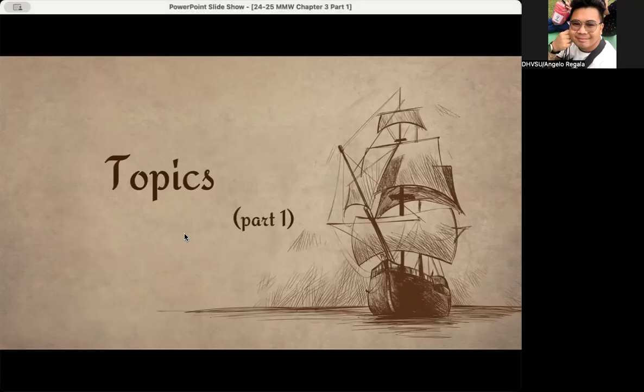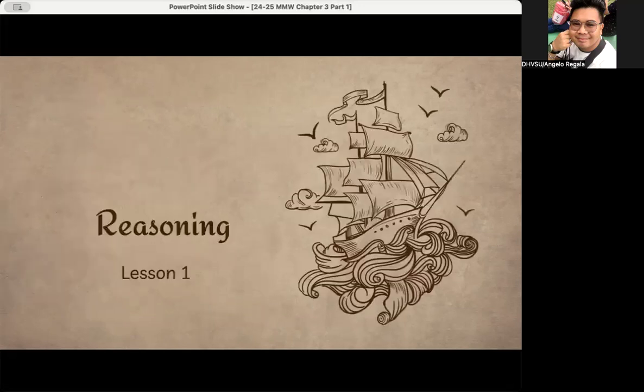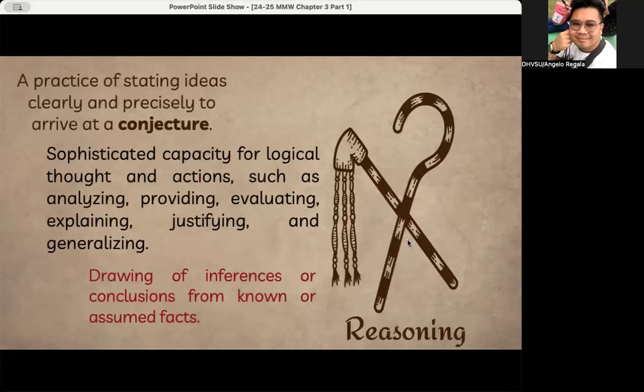Now, for the topics under part 1 of chapter 3, we'll be discussing reasoning, if-then statements and its converses or yung kabaliktaran niya, and some proof. Okay? So reasoning.